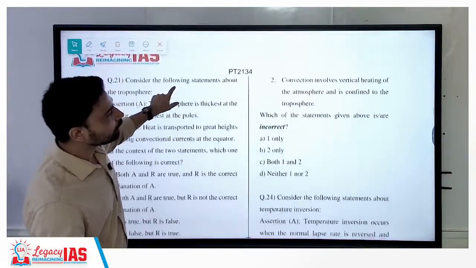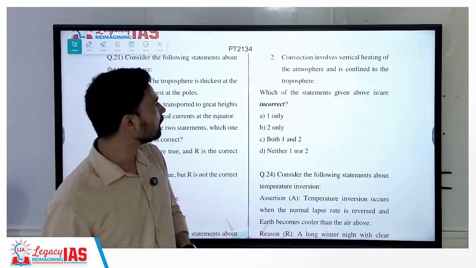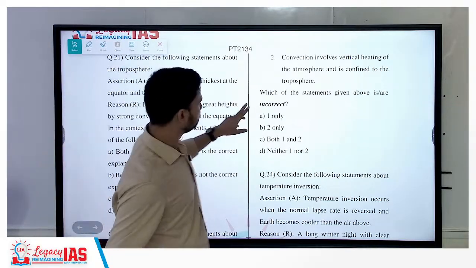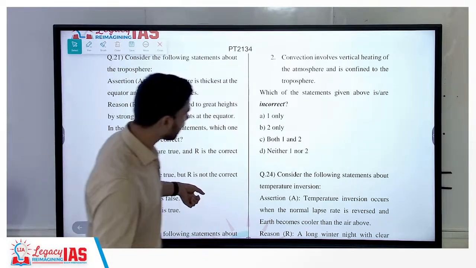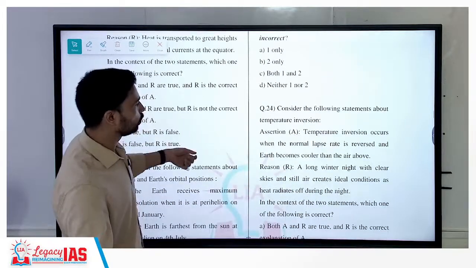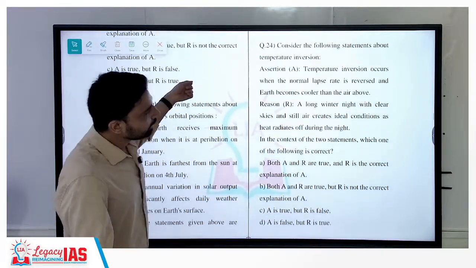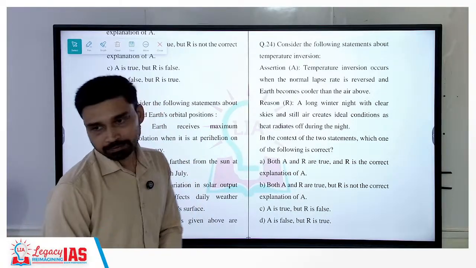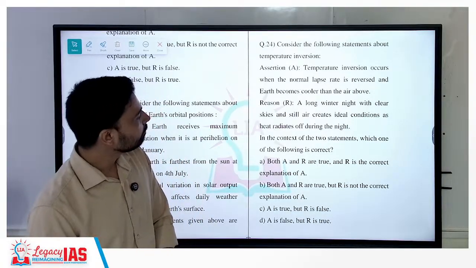Second is convection involves vertical heating of the atmosphere, it is confined to the troposphere. That is also correct as such. What are they asking, however? Incorrect. What is the correct answer? D, neither one nor two. Then inversion occurs when the normal lapse rate is reversed and the Earth becomes cooler than the air above, right? Simple definition.